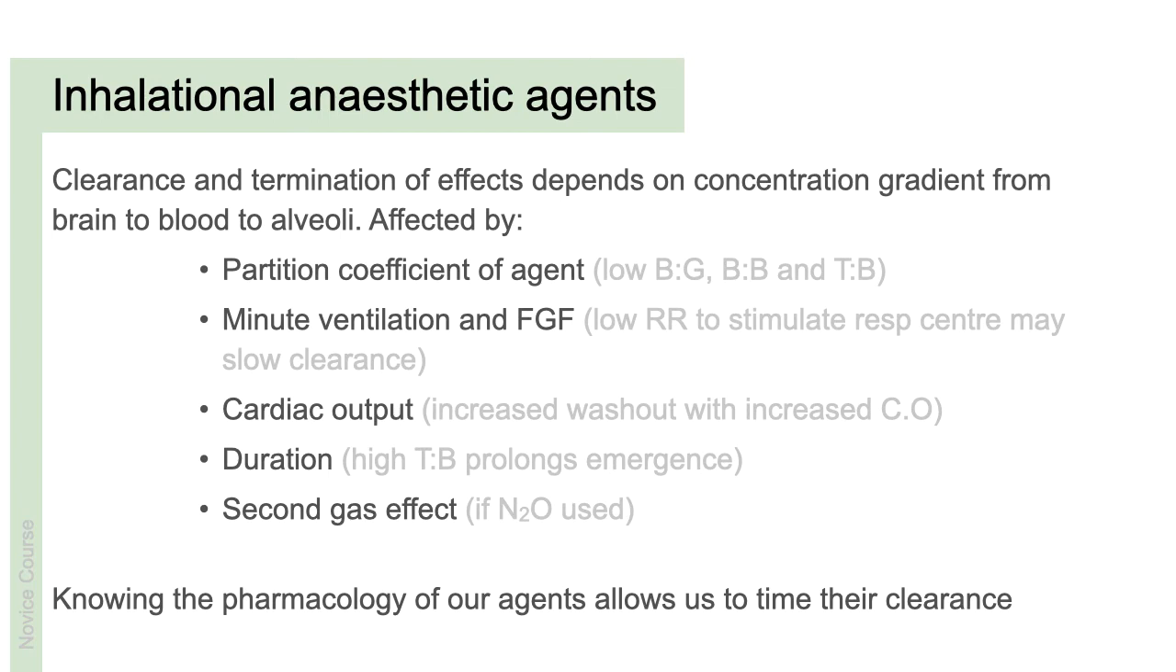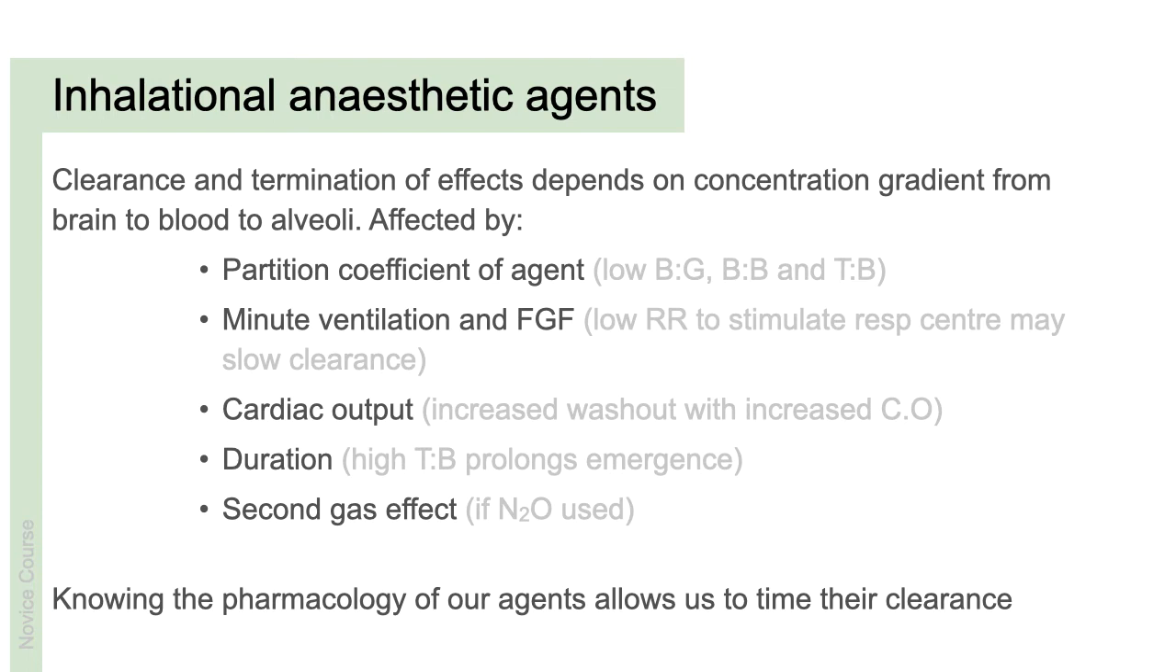So these gradients can be affected by the partition coefficient of the agent. So a low blood gas, a low brain blood, and a lower tissue blood partition coefficient. It's also determined by the minute ventilation and the fresh gas flow. So what we sometimes do for patients is you might see patients moved across, they have their gas flows turned up to 15 litres in a way to try and wash out the agent.